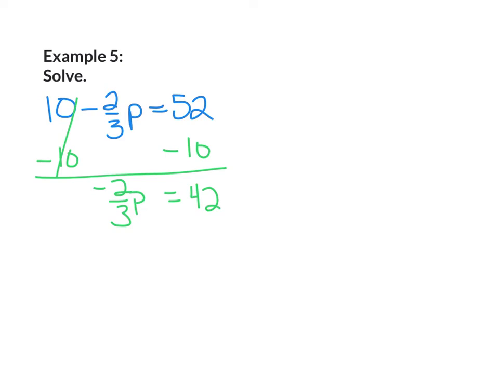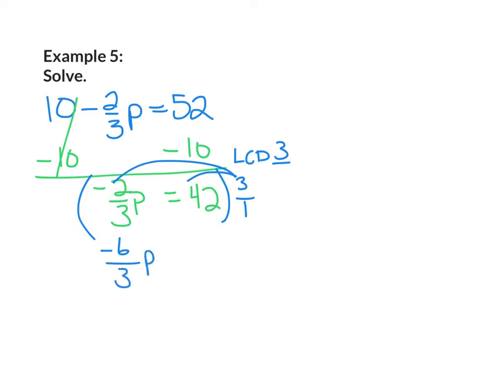Now I'm going to go ahead and multiply by my LCD. My LCD is 3 because there's only one fraction, and that's my denominator. So I'm going to multiply the whole thing by 3, or 3 over 1. I'm going to distribute to my first term and my second term. So negative 2 times 3 gives me negative 6. 3 times 1 gives me 3. Bring down my p equals 42 times 3 gives me 126.